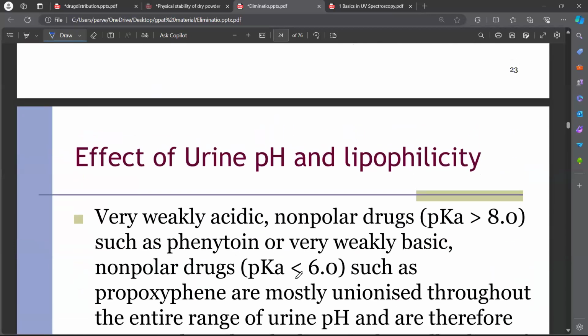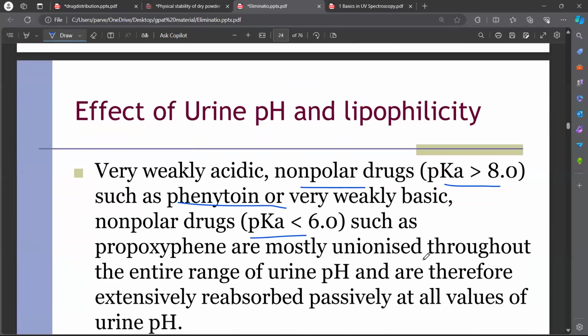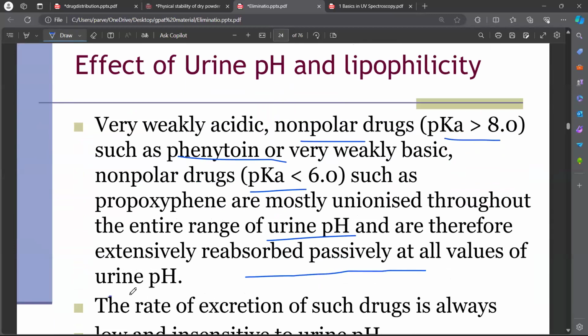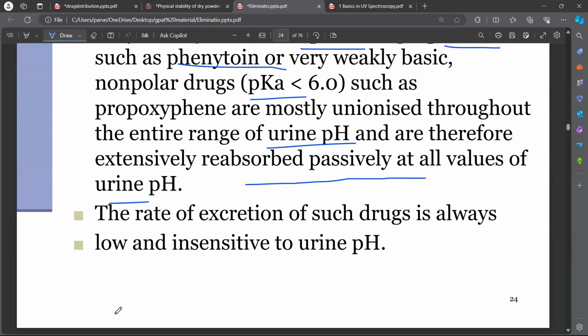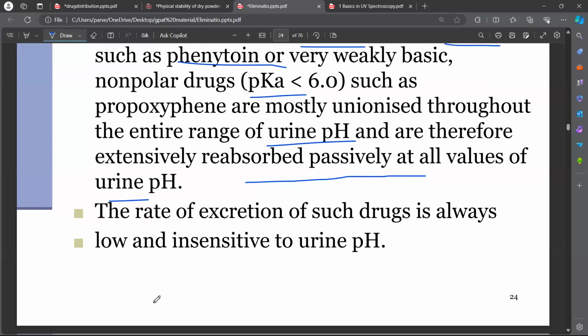So again the action of the pH and the pKa of the drug comes in, which we have mentioned earlier in the intestine also. Very weakly acidic drugs and non-polar drugs which have a pKa greater than 8, such as phenytoin, or very weakly basic drugs and non-polar drugs, such as propoxyphene, are mostly unionized throughout the entire pH of the urine and therefore extensively reabsorbed passively. Basically, the strong acids and strong bases remain ionized throughout the urine pH, by which they are not reabsorbed.